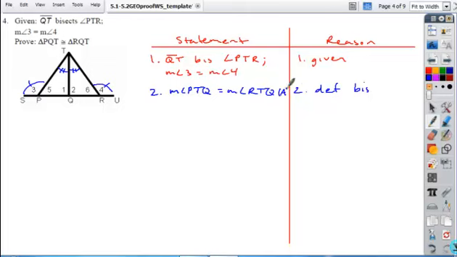That gives us a pair of angles. Now the QT is a shared side once again, so we can go ahead and introduce that as well. QT is equal to itself by reflexive property. That gives us a pair of sides. So now we have two pair of elements.